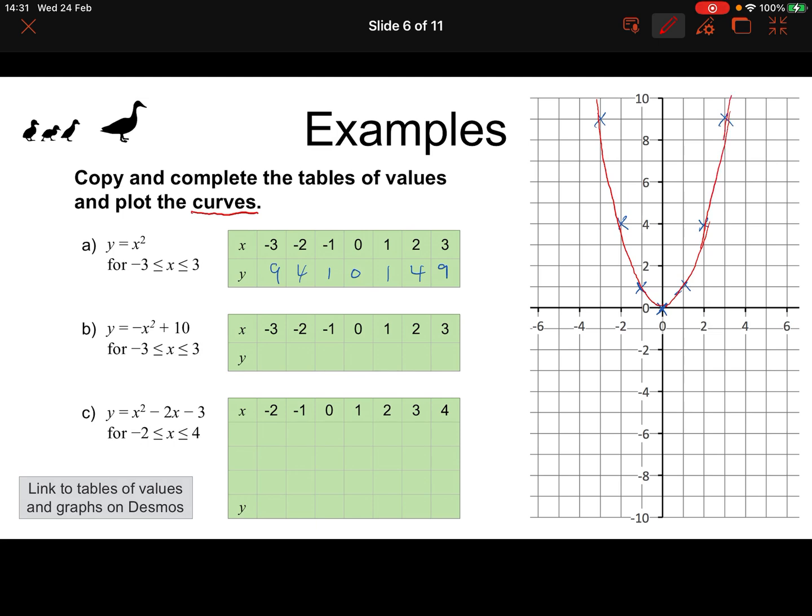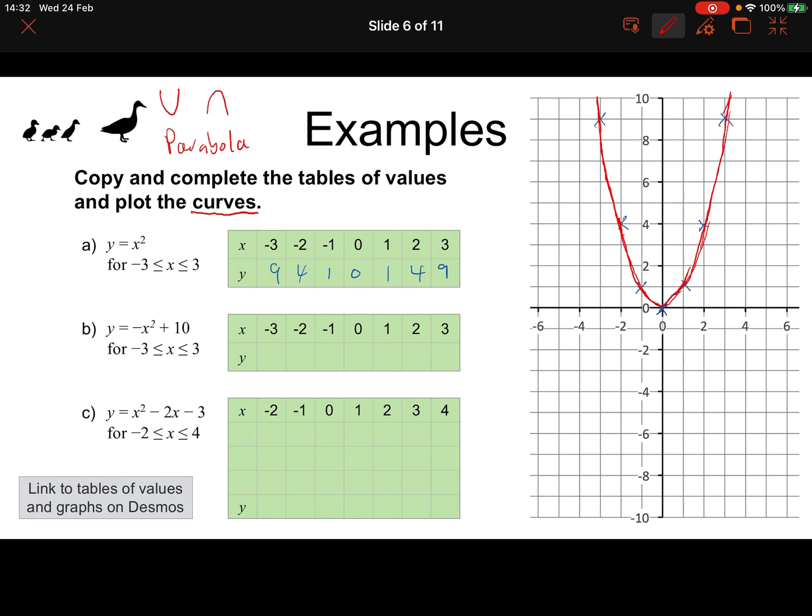You will find that a quadratic is always a nice U shape or an N shape that we call a parabola. We call it a parabola. It should be nice and smooth. There are no straight lines. So we don't use a ruler. We try and connect them up as best we can by hand. And that is what it will look like.